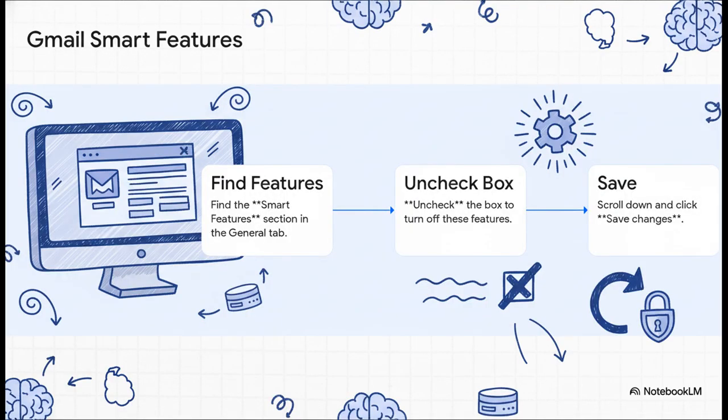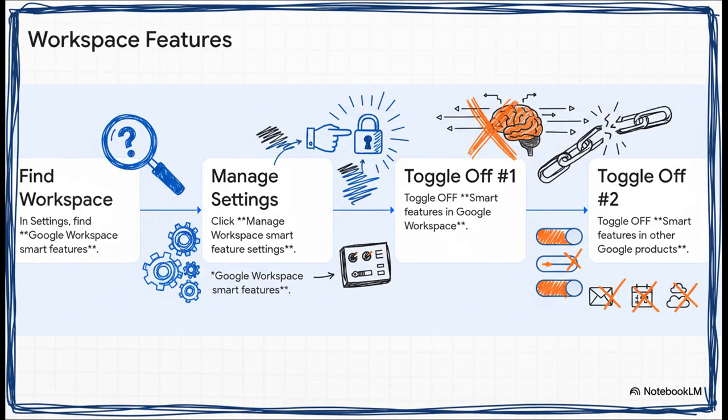All right, first stop is your main Gmail settings. You'll need to do this on a desktop, by the way. Open up Gmail, click that little gear icon for settings, and look for Smart Features. Unchecking that box is your first move. But, and this is super important, don't stop there. There's a second setting you have to deal with. This is the one that so many people miss.